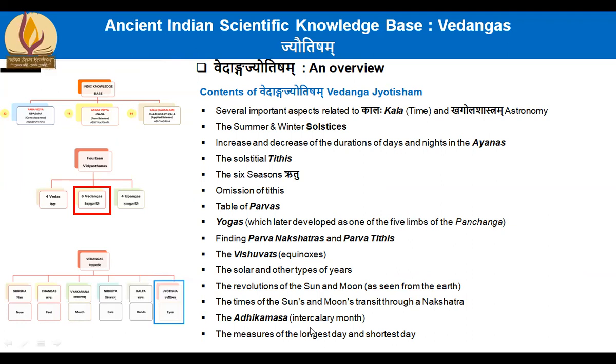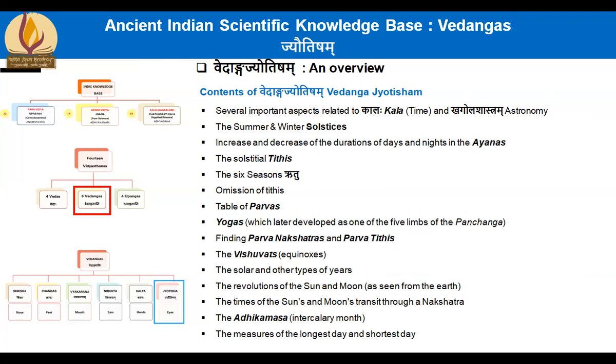Then the revolution of the sun and moon as seen from the earth has been discussed in Vedanga-Jyotisham. Then the times of the sun's or moon's transit through a nakshatra, and the sun's or moon's movement towards a zodiac sign, that is also discussed. And then Adhika Masa is discussed. And the measures of the longest day and shortest day are also discussed in Vedanga-Jyotisham. And all these calculations were done without any computer or any instruments to measure.